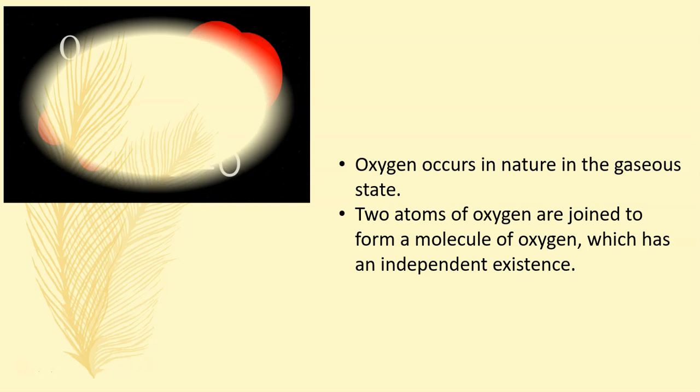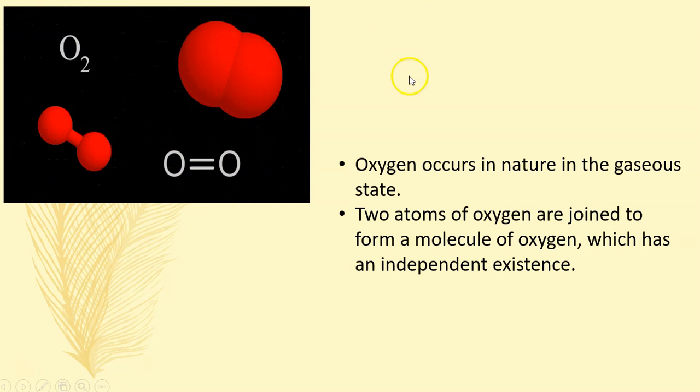And how does it look like? Something like this. You see this? This is a molecule of oxygen. And why is it shaped like that? Because it has two atoms of oxygen. So, oxygen element exists as a molecule of oxygen which has two atoms of oxygen and the symbol is O2.